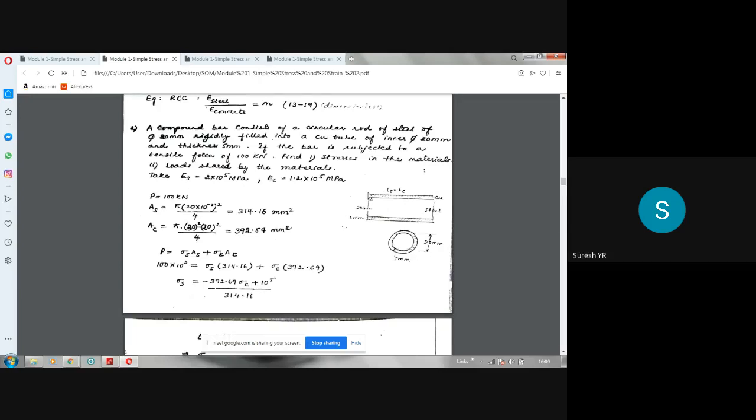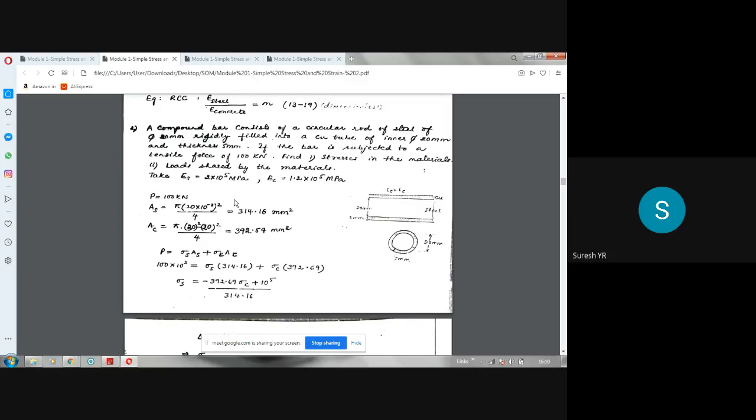If the bar is subjected to a tensile force of 100 kilonewton, I have not shown the force here; we can take the arrow away from the bar, tensile P, 100 kilonewton. Find the stresses in the materials and the loads shared by the materials. Young's modulus of steel and copper are given here. As I already told, first find out the areas. Total force here is 100 kilonewton. That 100 kilonewton is shared between steel and copper, not equally. We have to find out the ratio of the forces here.